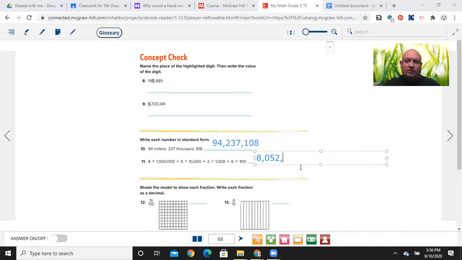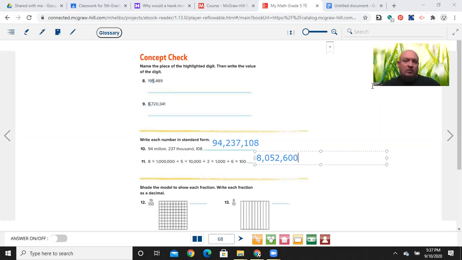We have 6 times 100. There are no 10s. There are no ones. 8,052,600. If your answers aren't matching up, please send me a quick message. I can find resources or talk it out with you. Khan Academy is a great resource if you're really stuck.